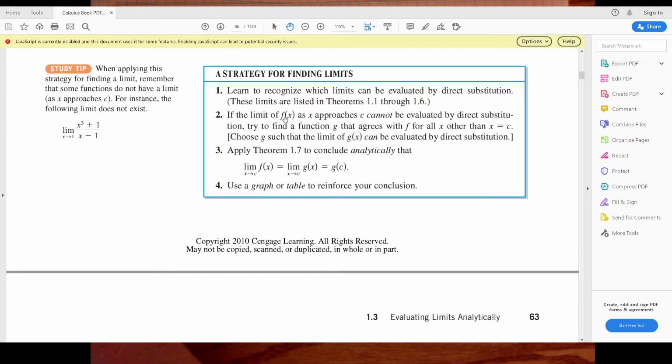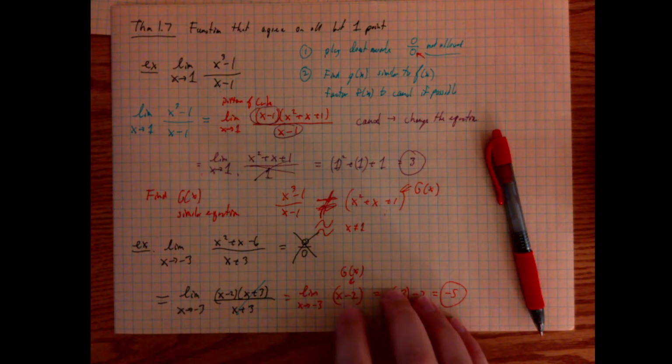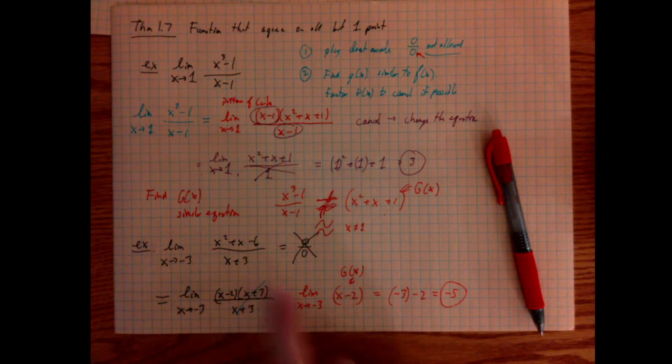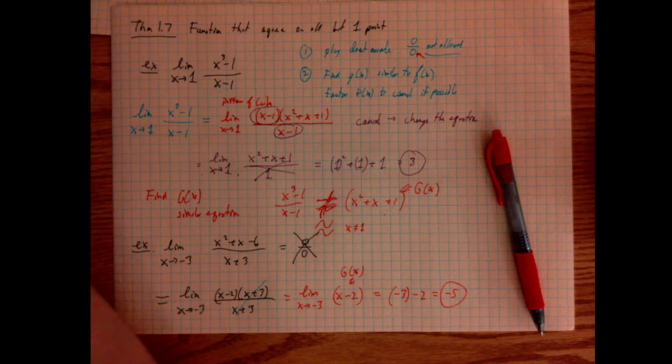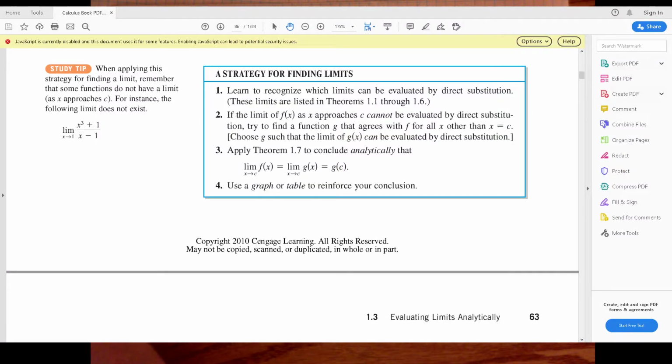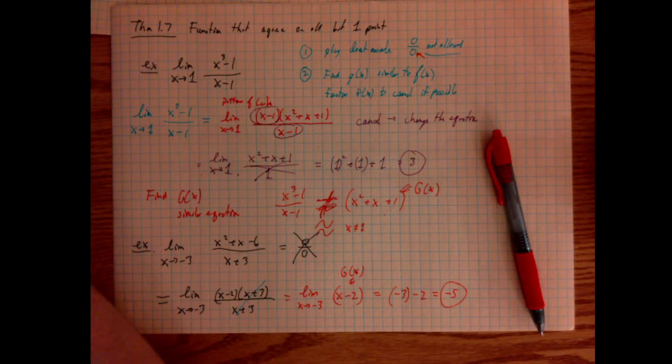2. If the limit of f of x as x approaches c cannot be evaluated by direct substitution, so if you try to plug it in and it does not work, try to find that g. Which remember, in this case, my g was this equation, okay? It's a similar equation that should have the same limit. Try to find that g. Use theorem 1.7 to find it analytically, so that's what we did there. And then use the graph or table to reinforce it if you need to, but only use to reinforce. Don't use to substitute your work. Let's do one more.